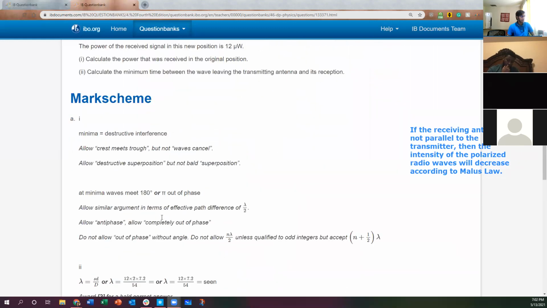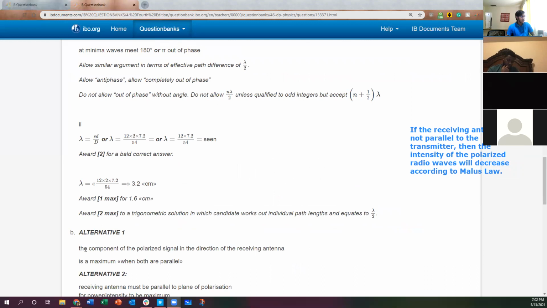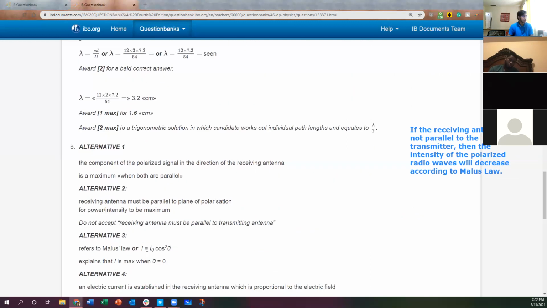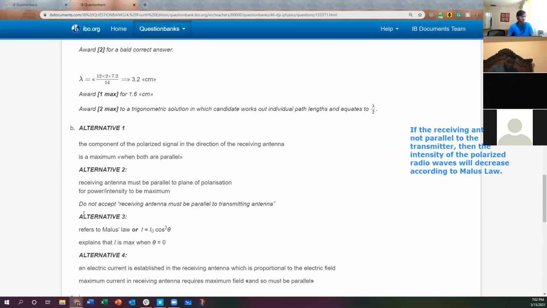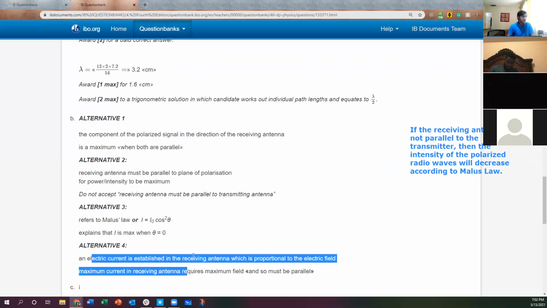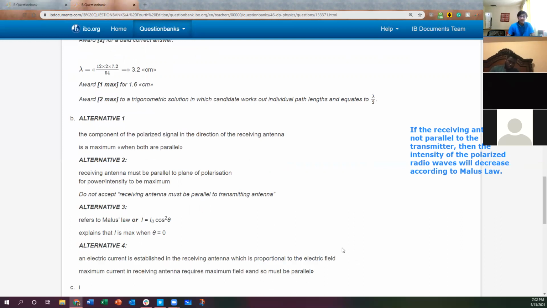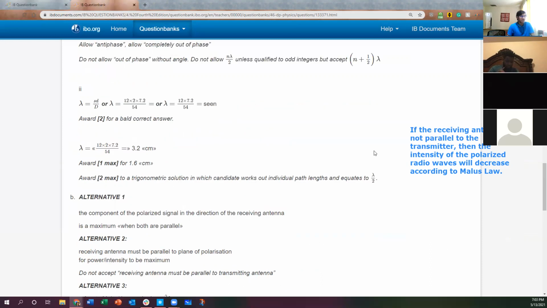Let's see what they say. They're saying the component of the polarized signal in the direction of the receiving antenna is a maximum when both are parallel. That refers to Malus's law. Yeah. So there are many ways. Do you see they're accepting many different observations. You can say that an electric current is established. You can talk about the electric field. That's more of a Maxwell electromagnetic radiation type of explanation. You can use that justification, or you can justify it using Malus's law. I think Malus's law makes more sense in this case.